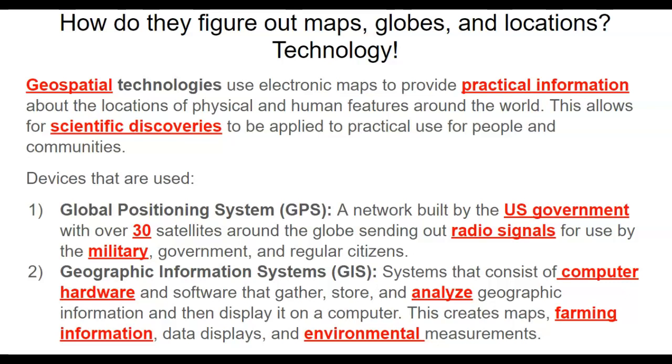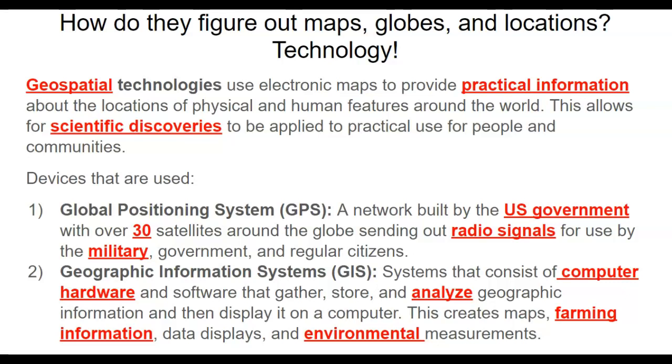We use technology in things like GPS, which we all have on our phones, and some of them are in our cars now. It's a network that's built by the U.S. government and other governments around the world with over 30 satellites around the globe to send radio signals for use by military, government, or even regular people like you and me.